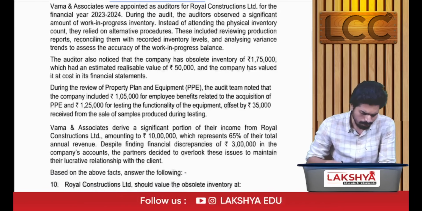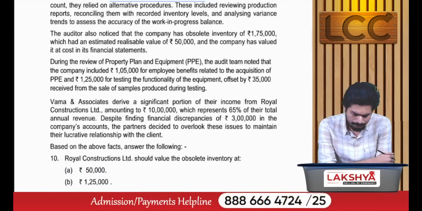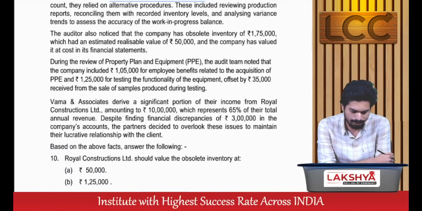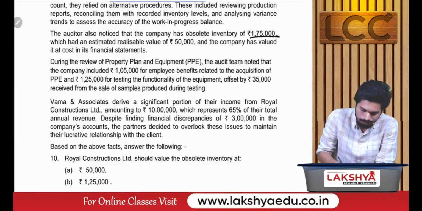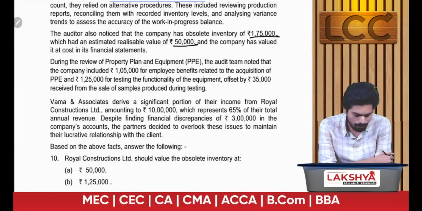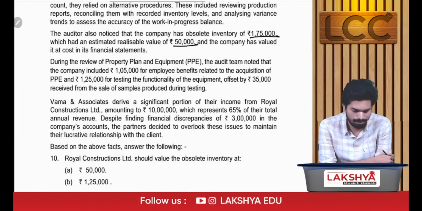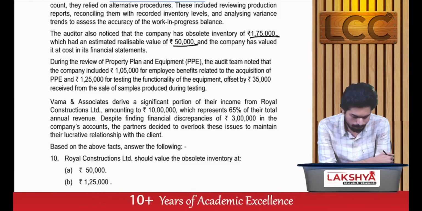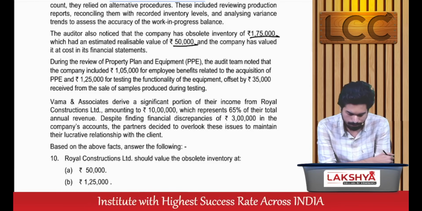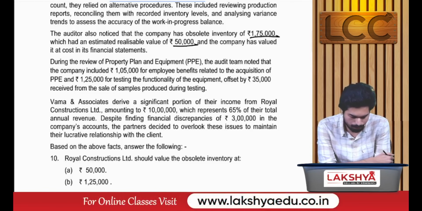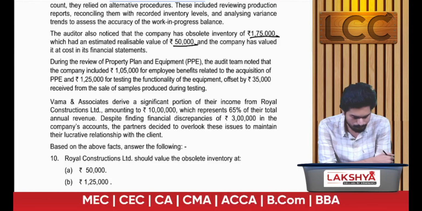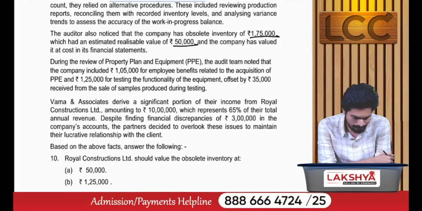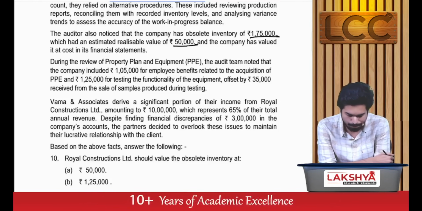The auditor also noticed that the company has obsolete inventory of 1,75,000 which had an estimated realizable value of 50,000. So this is cost, this is NRV. And the company has valued it at cost in its financial statements. During the review of property, plant and equipment, the audit team noted that the company included 1,05,000 for employee benefits related to the acquisition of PPE and 1,25,000 for testing the functionality of the equipment, offset by 35,000 received from the sale of samples produced during testing.